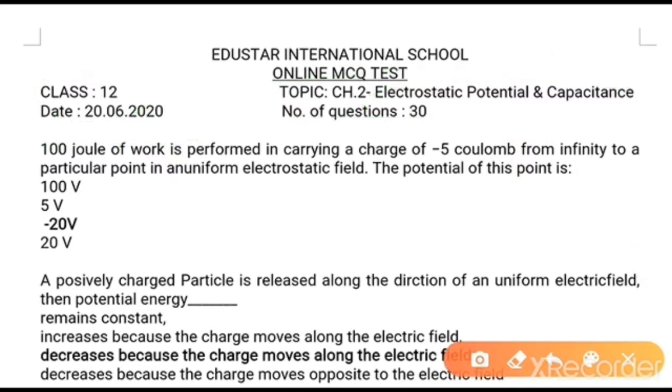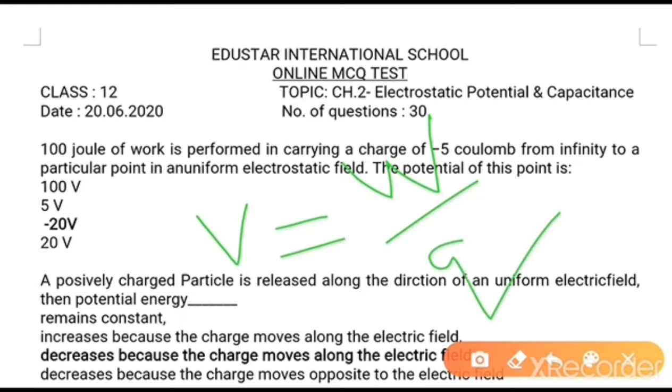The first question. 100 joule of work is performed carrying a charge of minus 5 coulomb from infinity to a particular point in a uniform electric field. What is the potential at the point? Here we know potential V equal to W by Q, the work done by the charge. Here work done is given 100 joule and Q is given minus 5 coulomb. So 100 by minus 5, which is the answer, that is minus 20 volt. Also we can write the formula W is equal to VQ. So if potential and charge are given, work done may be calculated.